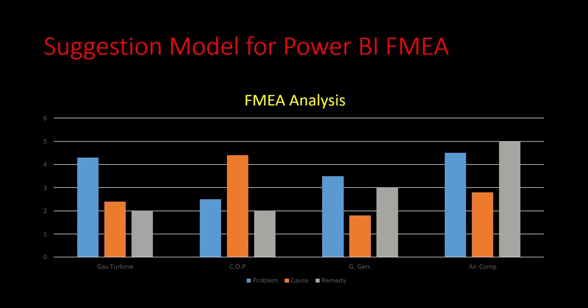This is the analysis of FMEA, failure mode and defect analysis, divided by category of important assets we have here in our company: gas turbine, crude oil pump, gas generator, air compressor, and also diesel generator. The color blue is the problem, orange is the cause, and gray is the remedy. That will determine which category has more problems than others.